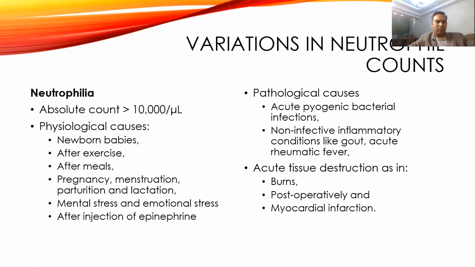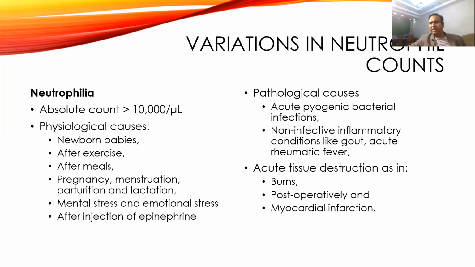Okay. Now come to the variations in the neutrophil. Whenever there is increased count of the neutrophil, we call it neutrophilia. Whenever there is a decrease, we call it neutropenia. Whenever the absolute count increases more than 10,000, we call it neutrophilia, and there are physiological causes for the increase in count, like immediately after exercise, newborn babies, after meals, pregnancy, menstruation, lactation, stress, and even if given epinephrine. All these will increase the count.